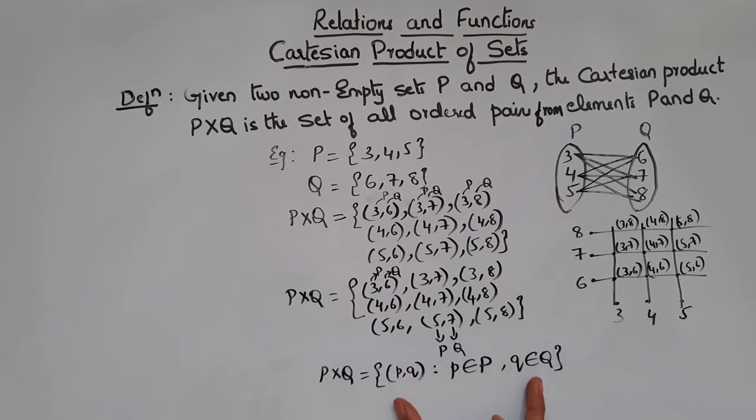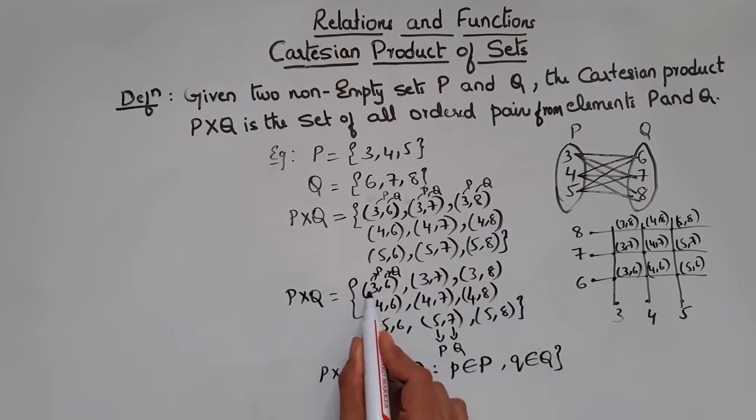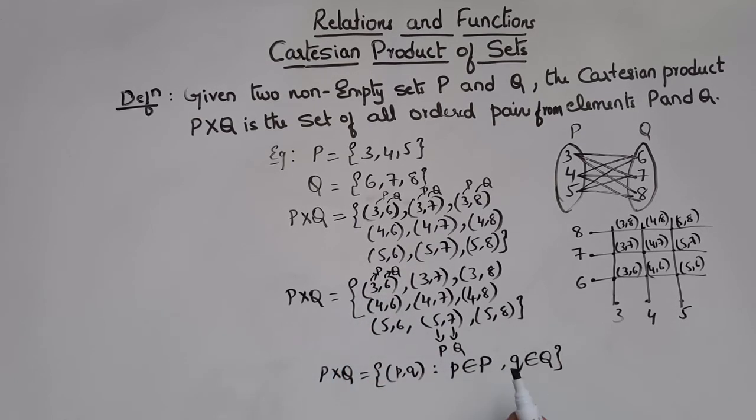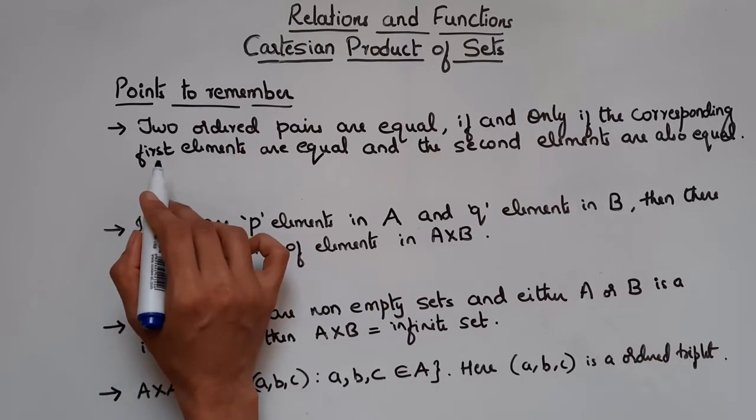So it's a set which contains ordered pairs (p, q) where p belongs to set P and q belongs to set Q. Here, the first element of the ordered pair belongs to set P and the second element belongs to Q. So I hope this is clear. Let's see some important points, but before that pause the video and note this down. Now let's go through some of the important points.